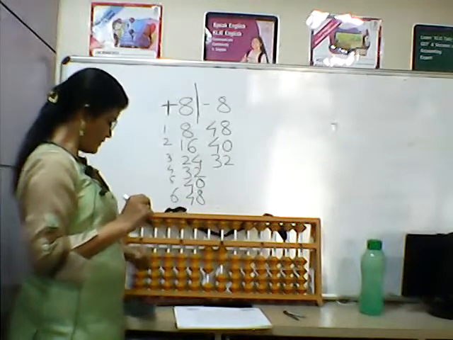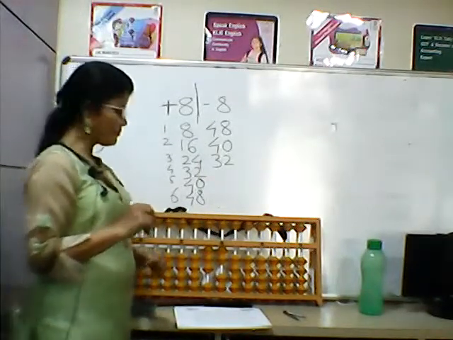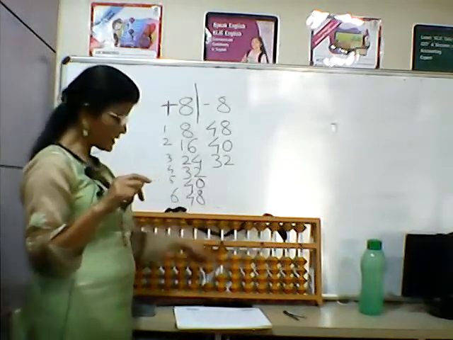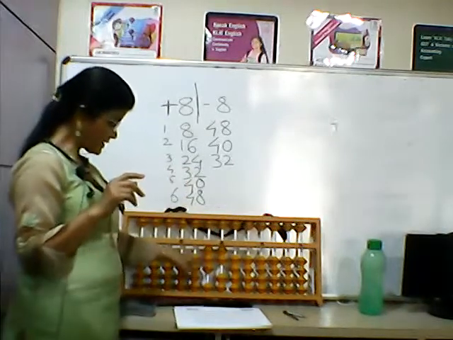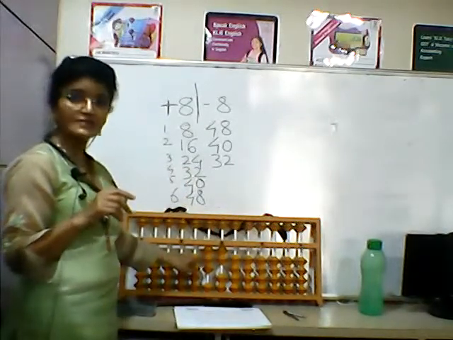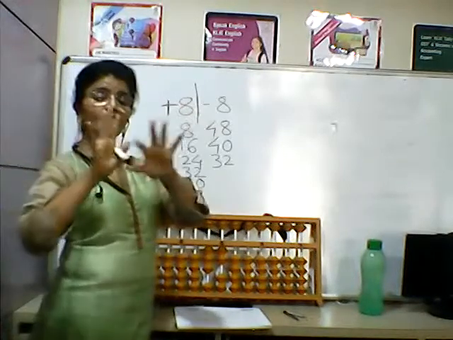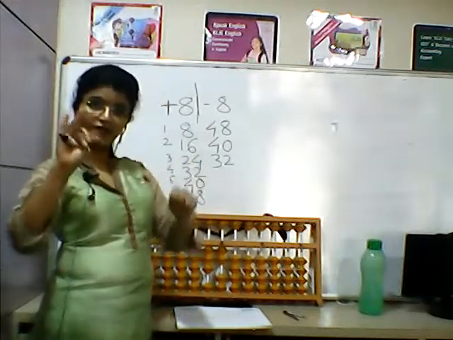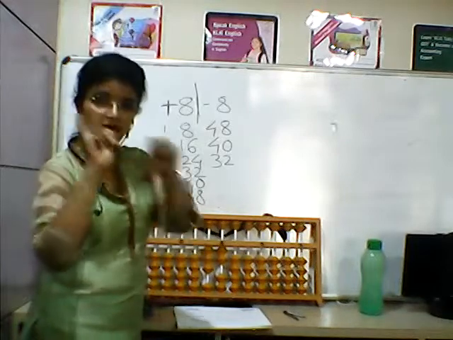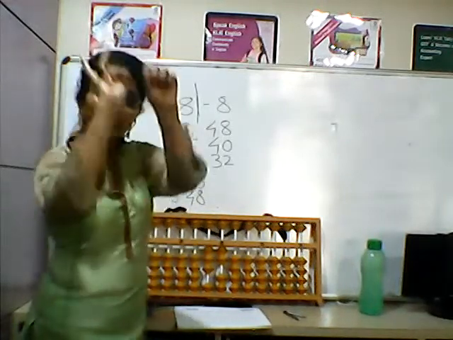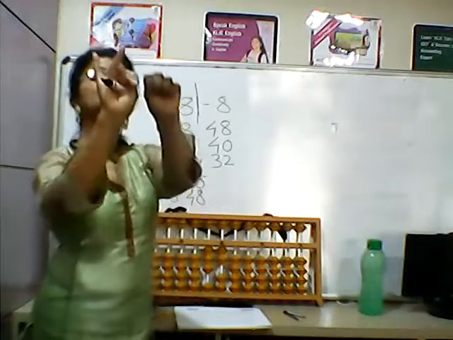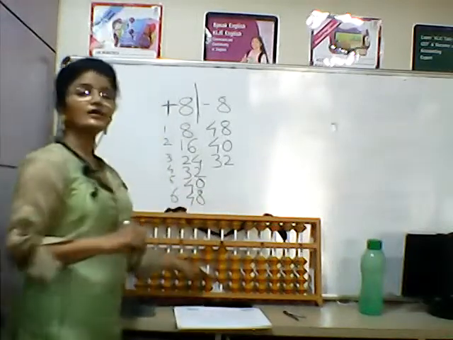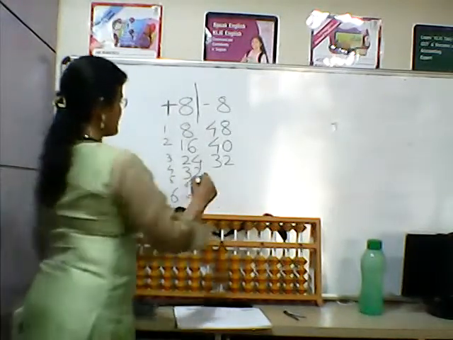Now again minus 8. Can we do minus 8 directly? No. Can we do minus 10? Yes. So take the help of big friend 10. Show minus 8. 8 ka friend plus 2. Minus 10 plus 2. That is 24.